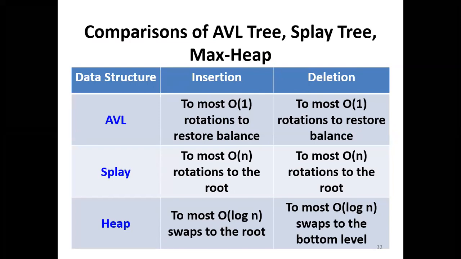Now we want to compare the AVL tree, splay tree, and the max heap, focusing on insertion and deletion. For the AVL tree, most of the time the efficiency is of the order of 1, and we perform rotation to restore the balance. If we want to perform deletion, the efficiency is also of the order of 1, and we perform rotation to restore the balance.